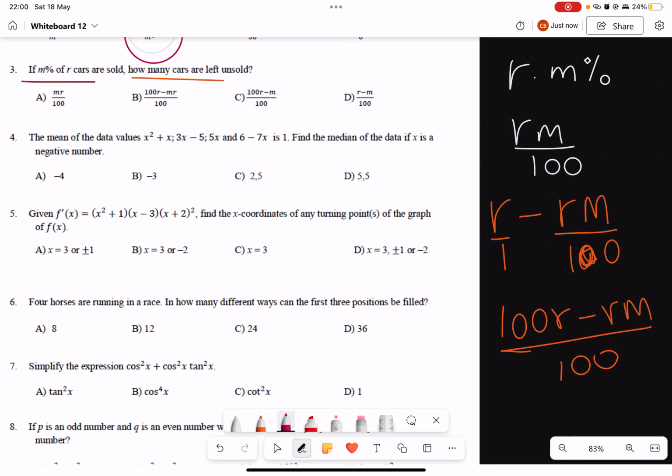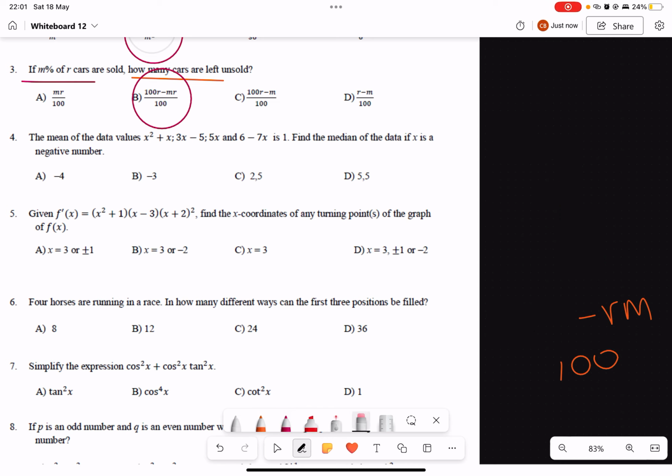And then let's see what option this is. This is going to be option B. Perfect. So we can move on. Let's move on, ladies and gentlemen.